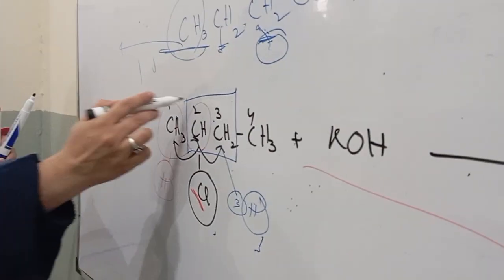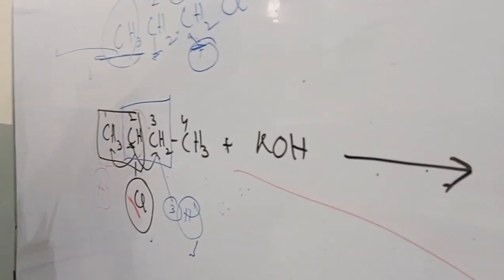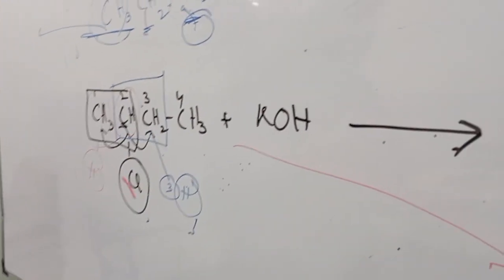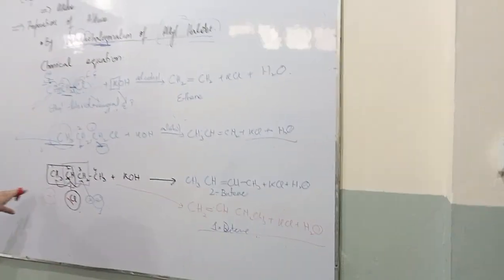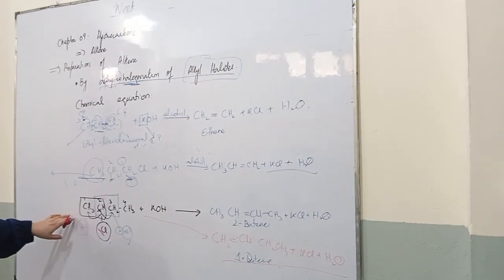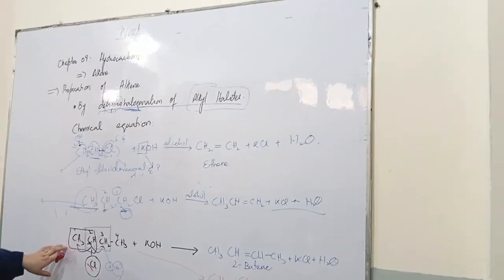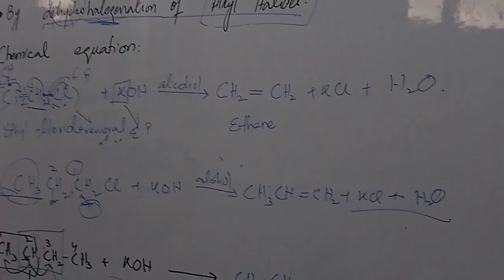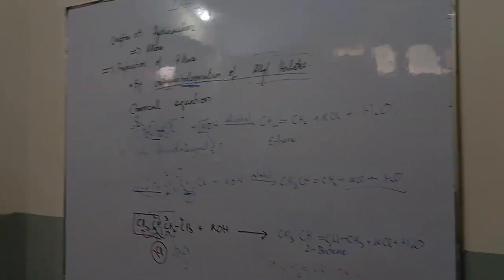So it is up to the examiner what type of compound he is asking you to make. According to the examiner, if he is asking to prepare from carbon number 2, or the 2-butene, you have to produce accordingly. If he is asking from carbon number 1, or 1-butene, accordingly. Okay.